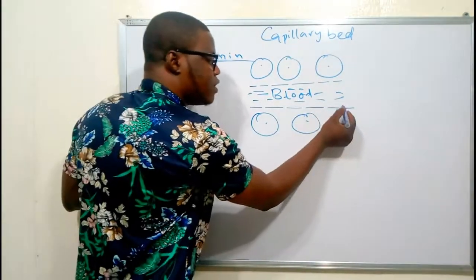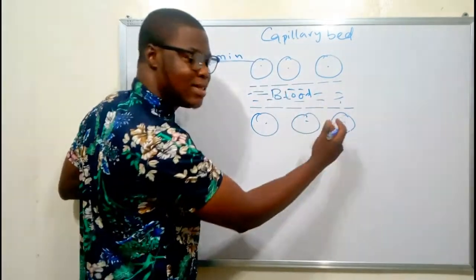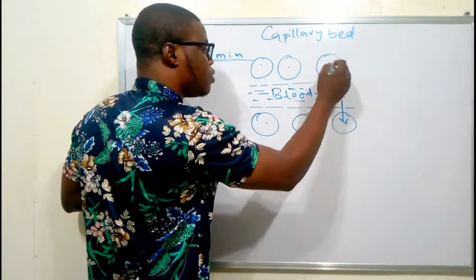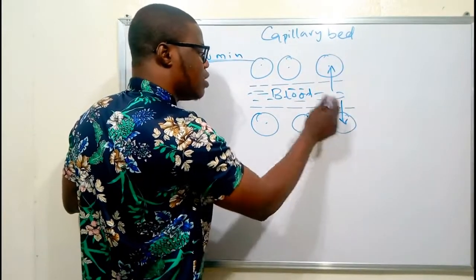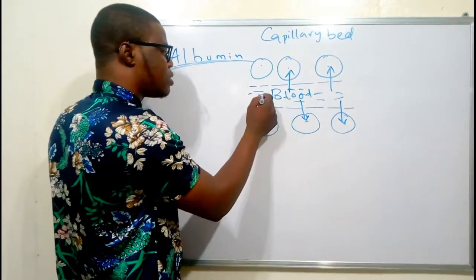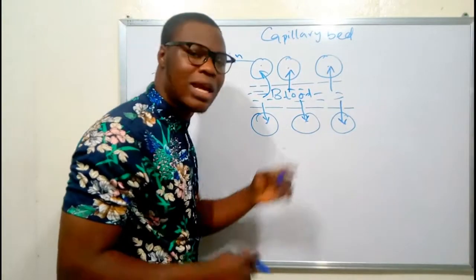So with the presence of these pores, the nutrients in blood are going to be coming through the pores into the cells. So through these pores, into the cells. So these cells are going to feed.